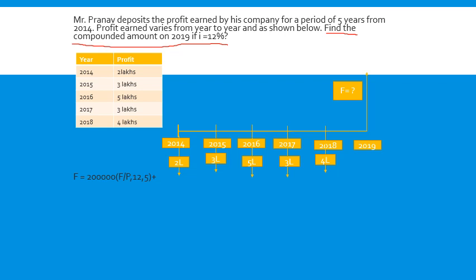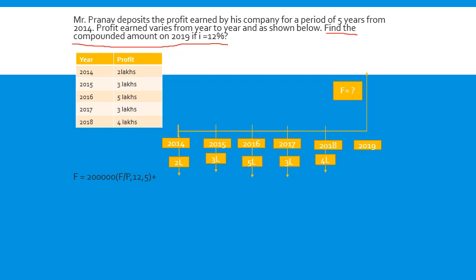Why it is not uniform? See here, in 1 year it is 2 lakh, second year 3 lakhs, third year 5 lakhs, 3 lakhs, 4 lakhs. Each one of them are different. Since each one of them are different, this is not uniform series of money flow. Hence it is not A. Treat each flow as a separate flow of P. Convert that into F. That is how we need to solve the problem.